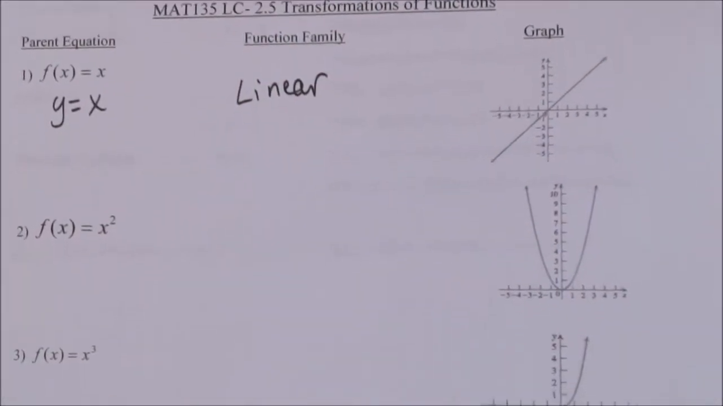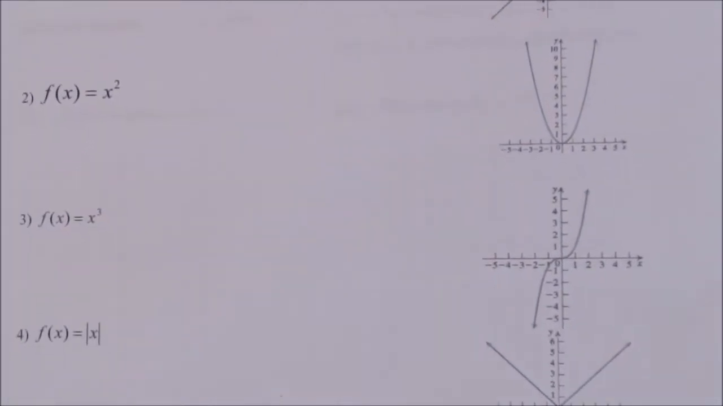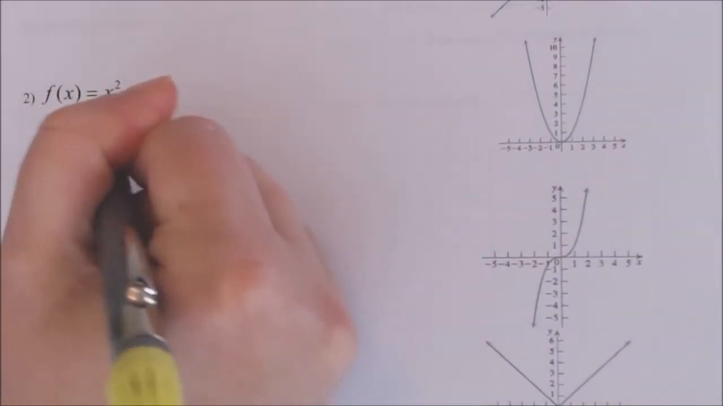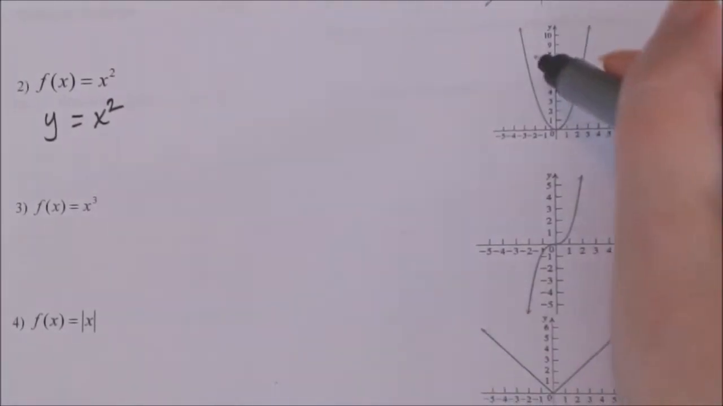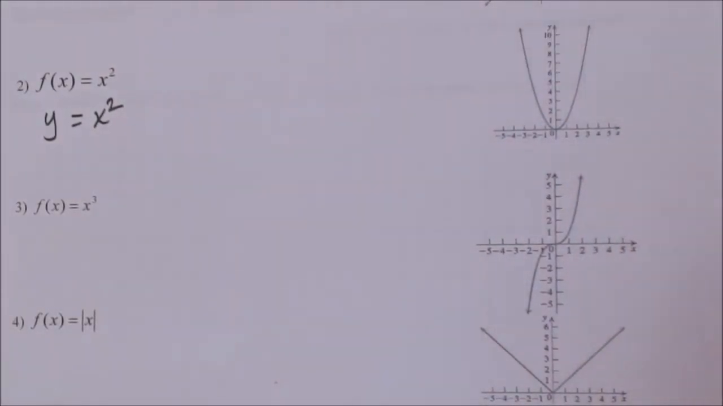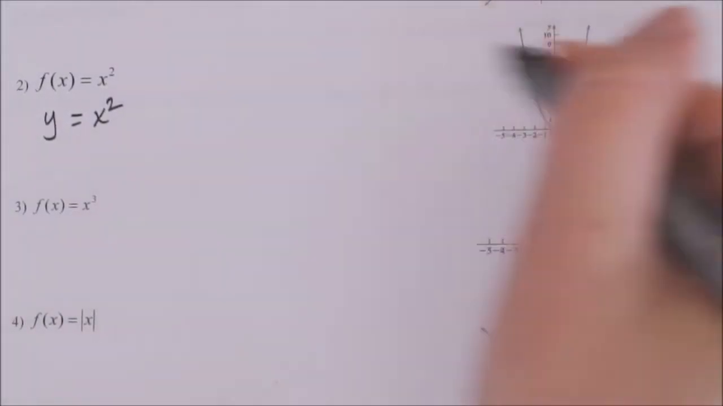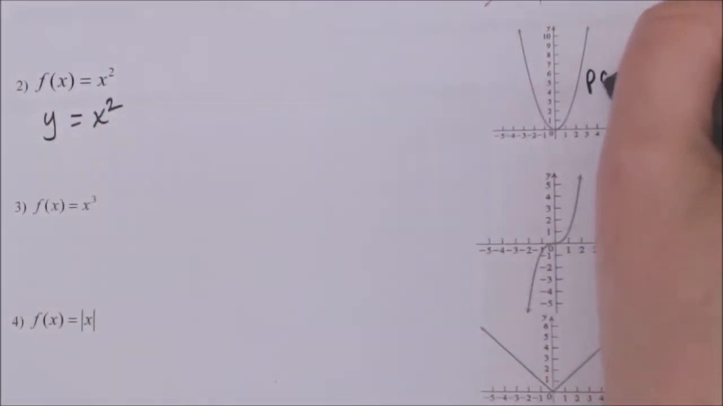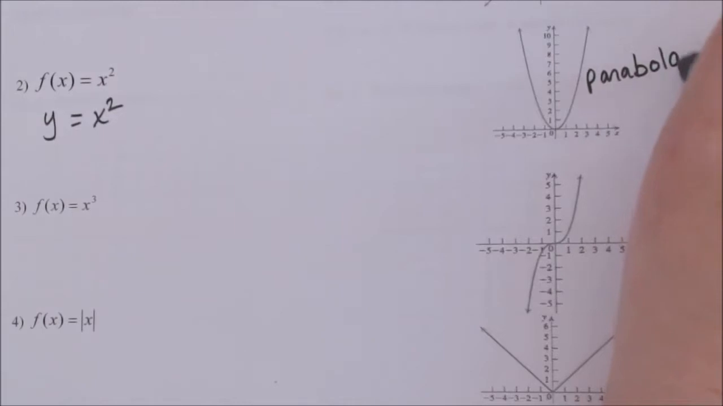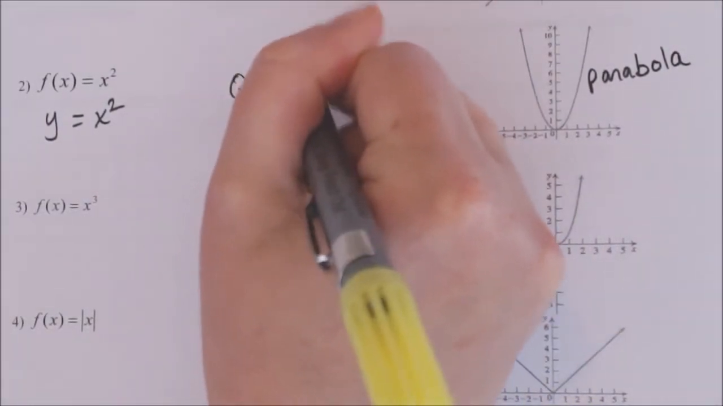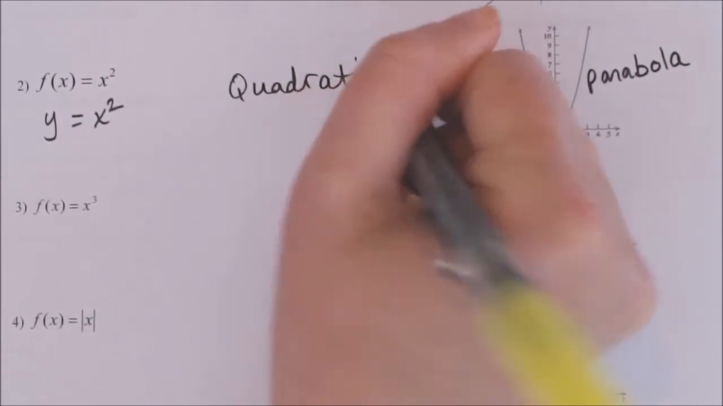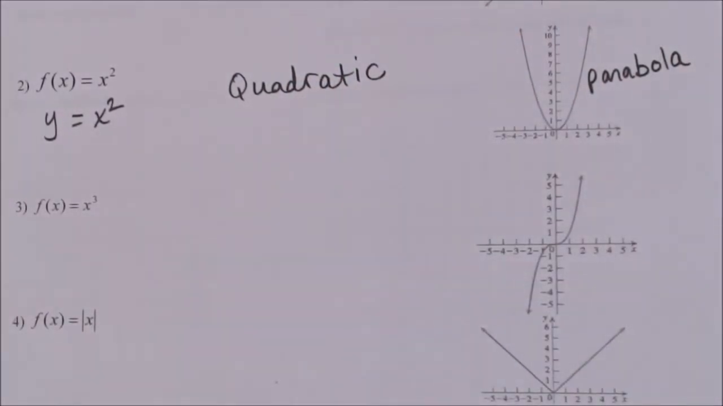The next picture, f of x equals x squared. Of course, you could also think of that as y equals x squared. That's the U-shaped graph that goes through the origin. And you may have heard of that before, the graph is called a parabola. We'll get more into that in the next chapter, but the function family is called quadratic. So that's the family of quadratic functions.